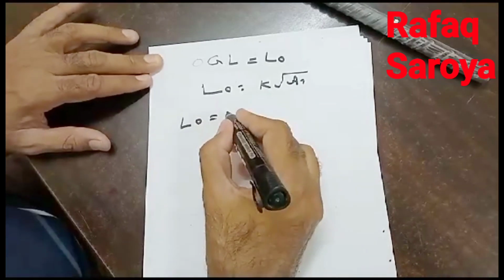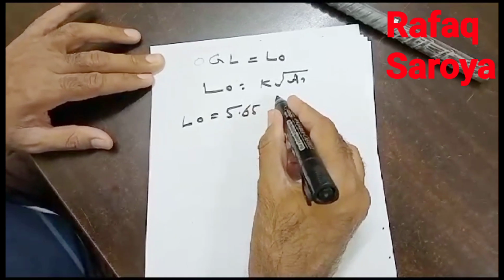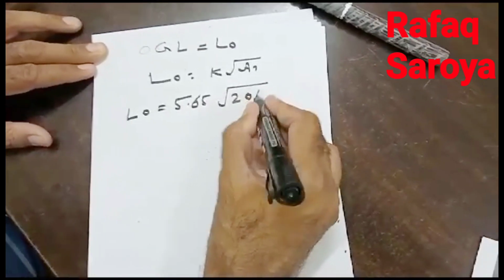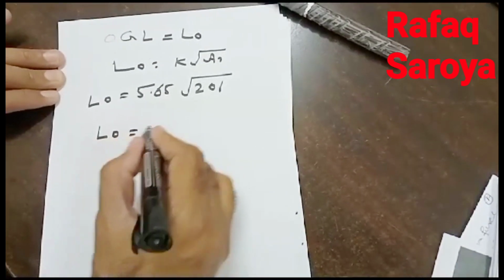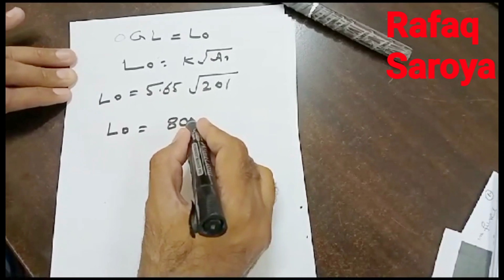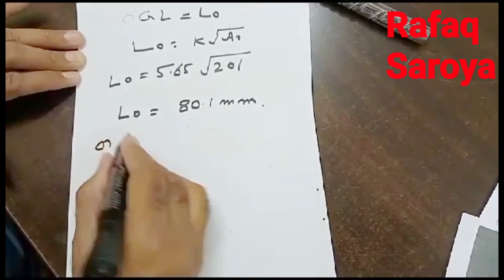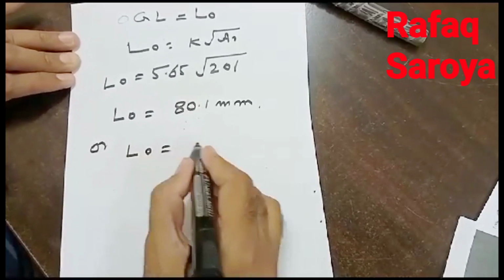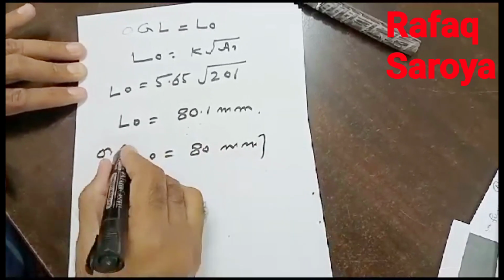This value of K is constant. It is taken as 5.65. The value of area is what we have just calculated. As we calculate this value, the gauge length comes out to be 80.1 millimeter. Or we are taking it as a whole number, L naught is equal to 80 mm.